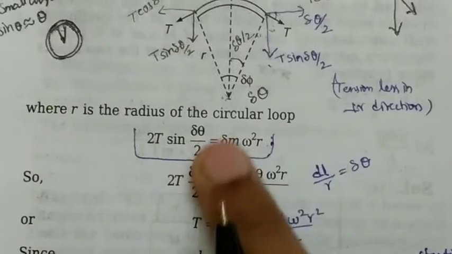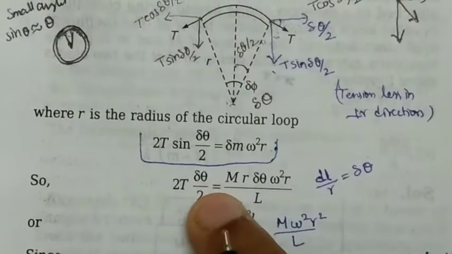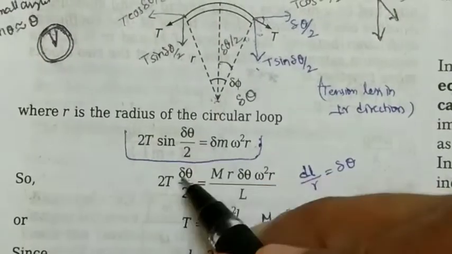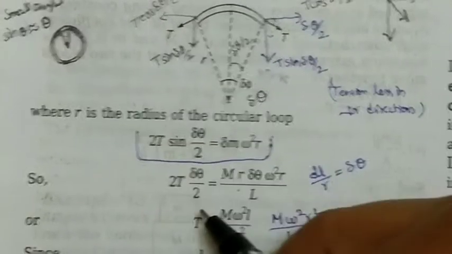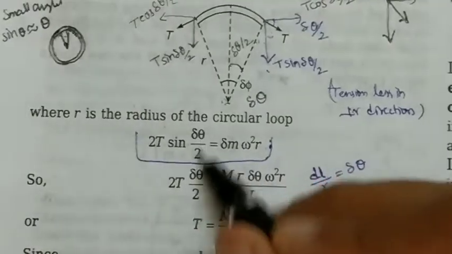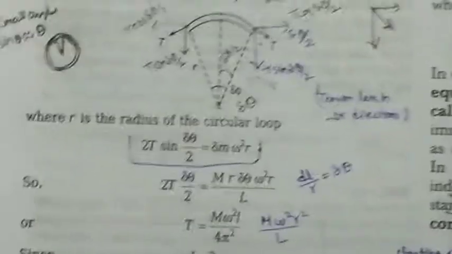So here sine delta theta by 2 is nothing but delta theta by 2. Since sine theta is nearly equal to theta, in the place of theta we are having delta theta by 2.